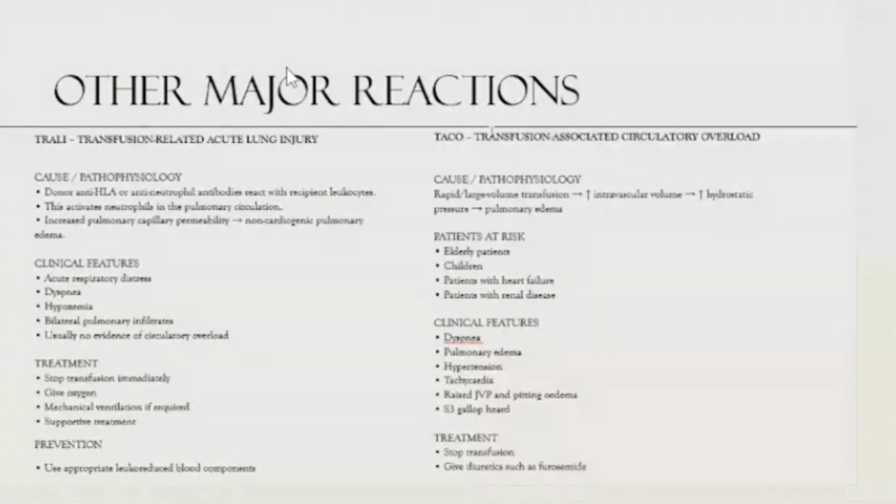Then just opposite to it is TACO, that is transfusion associated circulatory overload. The major risk factors for this are usually the elderly and children, but the persons most at risk are those that have fluid retention disorder. Fluid retention disorder means they are not able to excrete or remove the fluid in the circulation nicely, such as those that have heart failure, congestive heart failure with reduced ejection fraction, or those that have end-stage renal disease, due to which the fluid is usually pulled in the circulation only.